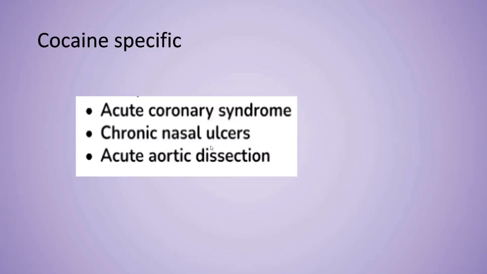Okay, so when we go to cocaine, cocaine specific questions will always, if they're trying to direct you towards cocaine, other than obviously the point that I've stated before, which included the sympathetic stimulating properties, you have these 3. So ACS, chronic nasal ulcer, acute aortic dissection, right? These are more like if a person is coming with chest pain, right?